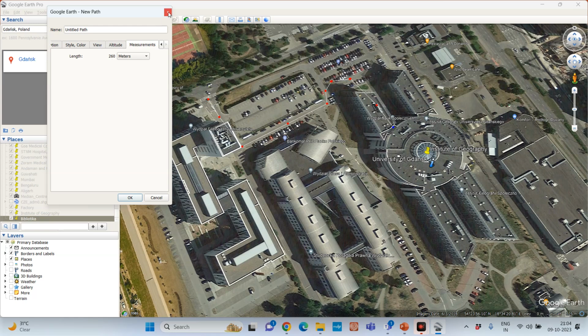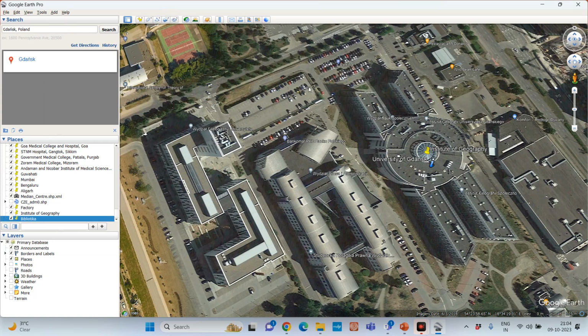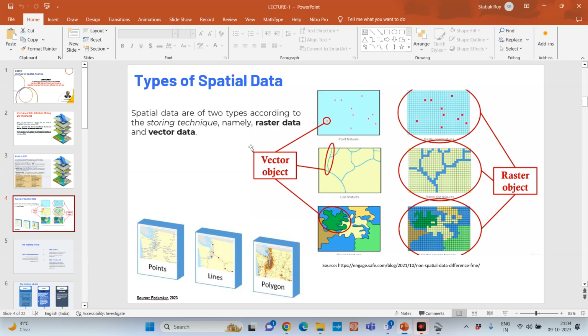So you can get the data like this. All three are vector objects. So you understand what a point is, what a line is, and what a polygon is. Line, polygon, and the road. Road is a line. Point is an object, and polygon is the area.